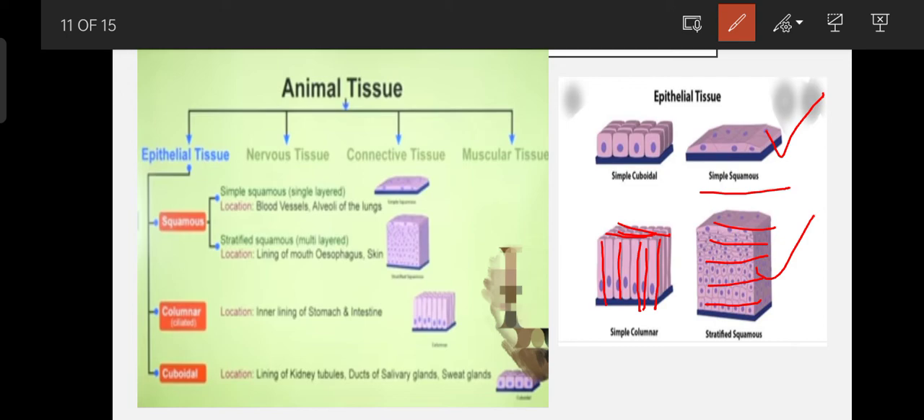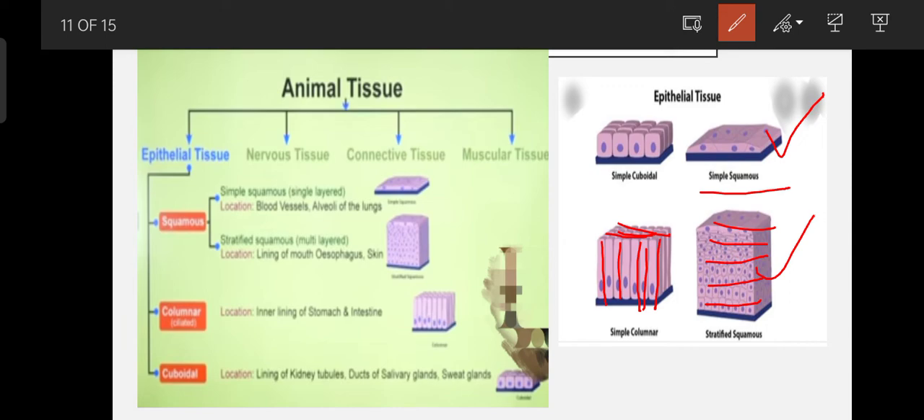Now next one is cuboidal epithelial tissue. The cells of this tissue are composed of cube-like cells. They are fit closely. They are present inside the kidney tubules and the salivary glands. The functions of this tissue are secretion and absorption, and they provide support also.